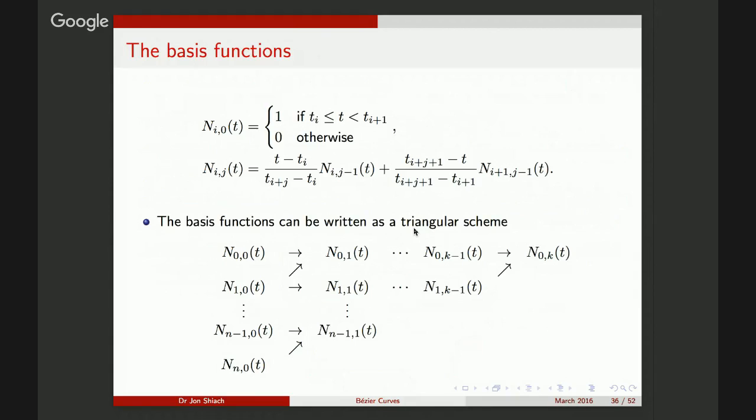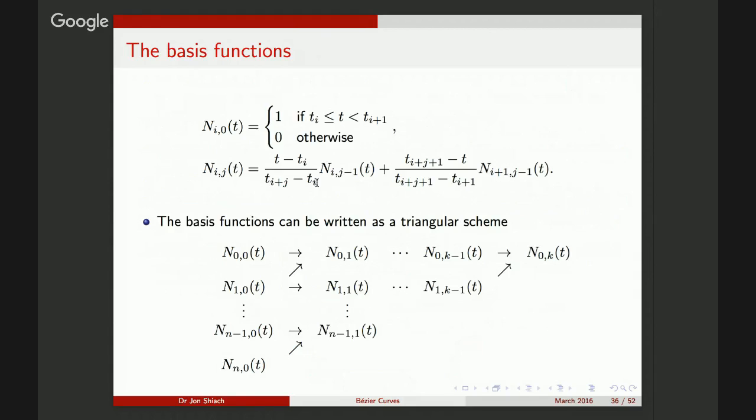Okay, that is a combination of these two. And each of these is a combination of 2, and we keep going down until we're at this far left-hand side. The horizontal arrows denote we multiply by t, which is our parameter, minus ti, divided by ti plus j minus ti.